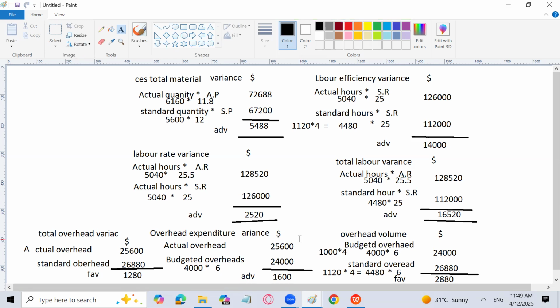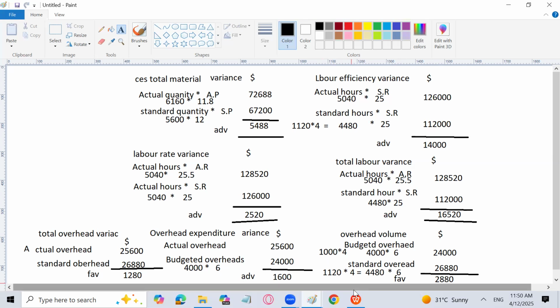So it is given that actual overhead cost is 25,600, and always remember that when we are calculating standard overhead cost, we are using standard hours, and these are the same standard hours which are used in labor, because overhead is consumed according to the labor hours. So actual units are 1,120, and on each unit the labor hours per unit is 4. So the standard labor hours are 4,480. It is the same over here, but we have multiplied the labor efficiency variance with 25. That is the labor rate per hour, and 6 is the overhead rate per hour. So this is how we are done with that.